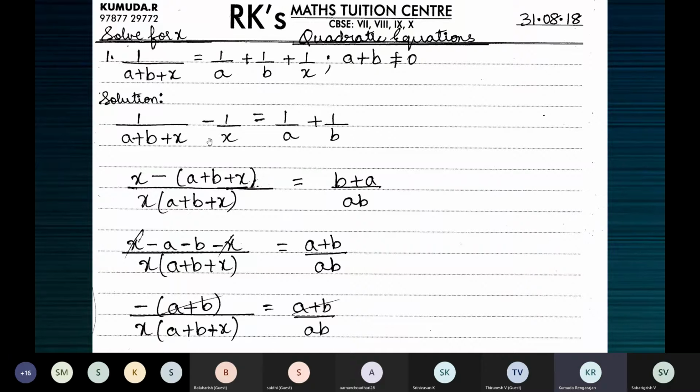Now the obvious next step is to take up the common denominator. Common denominator x into a plus b plus x. Here ab is the common denominator, so b plus a. Here x into a plus b plus x is the common denominator. So it's like this: a plus b plus x minus x, of course in a bracket. We multiply the denominators, that's the common denominator.